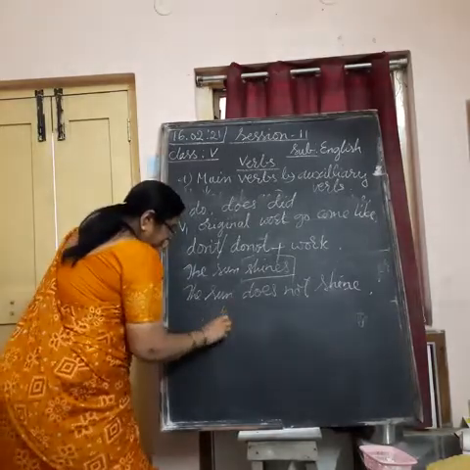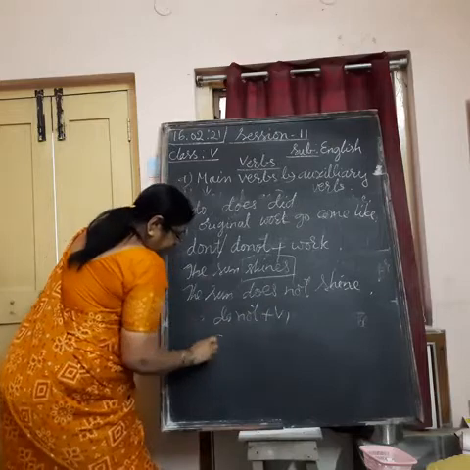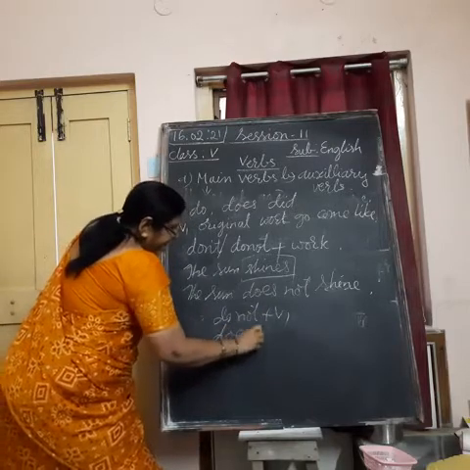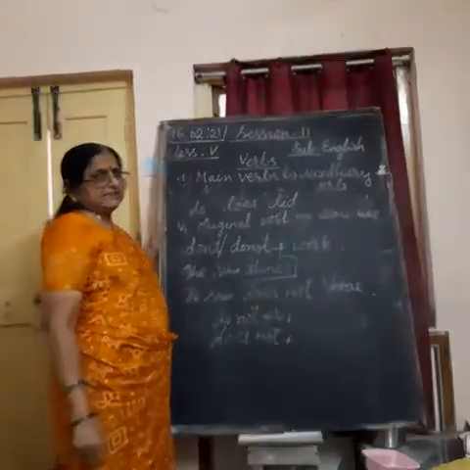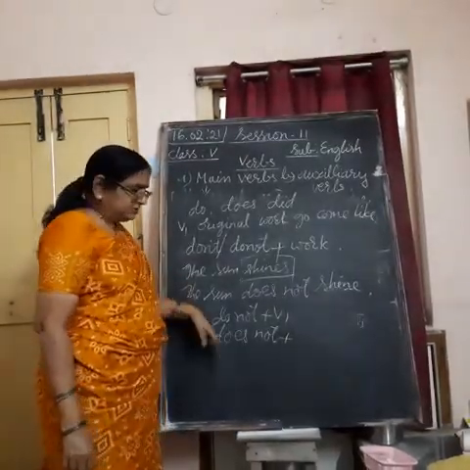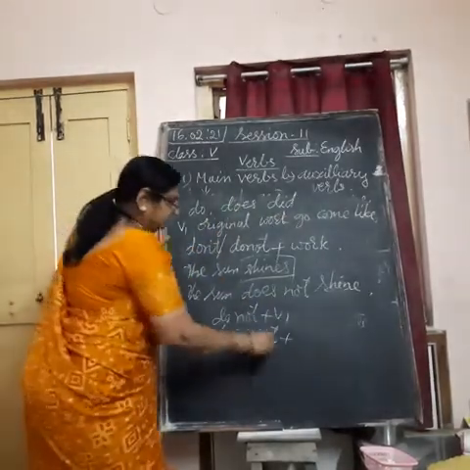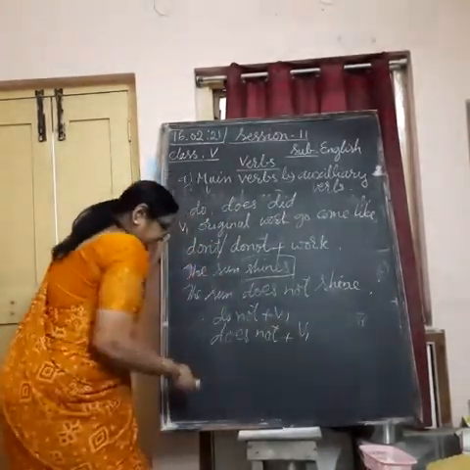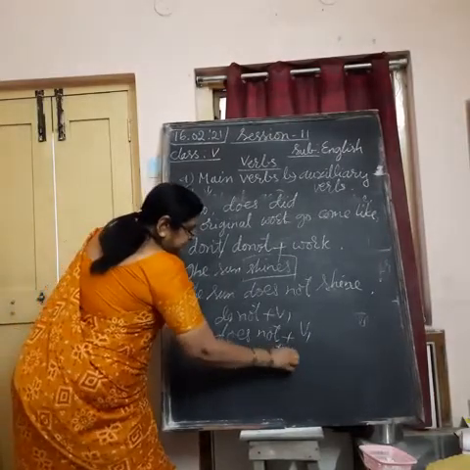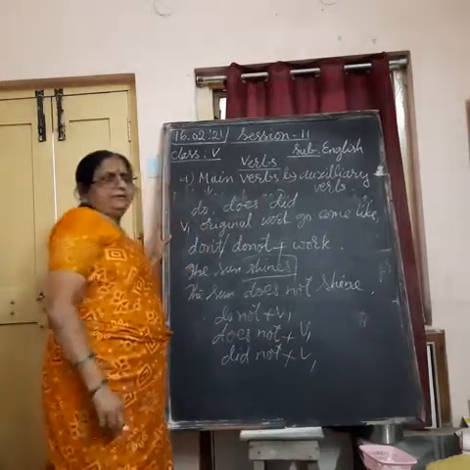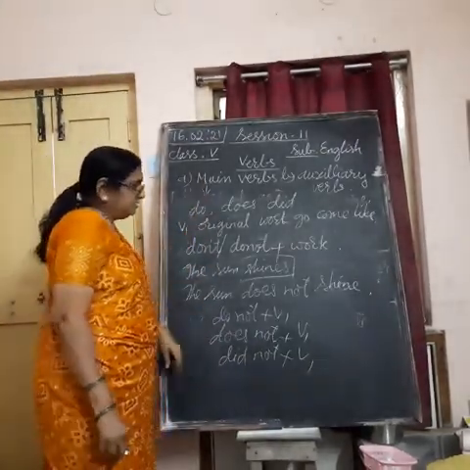Do not plus V1, does not. When you use does not, when the main verb has S with it, you have to use does not and remove S from the verb by using does not plus V1 form. Past tense, did not plus V1 form you have to use. I hope it is clear. This is how we have to use the verbs.